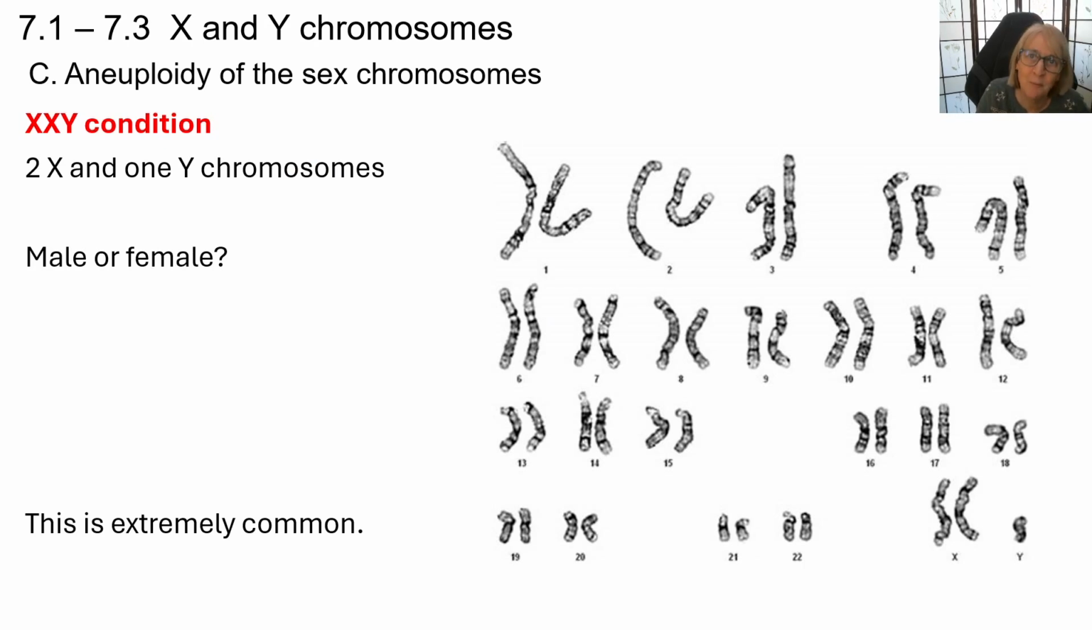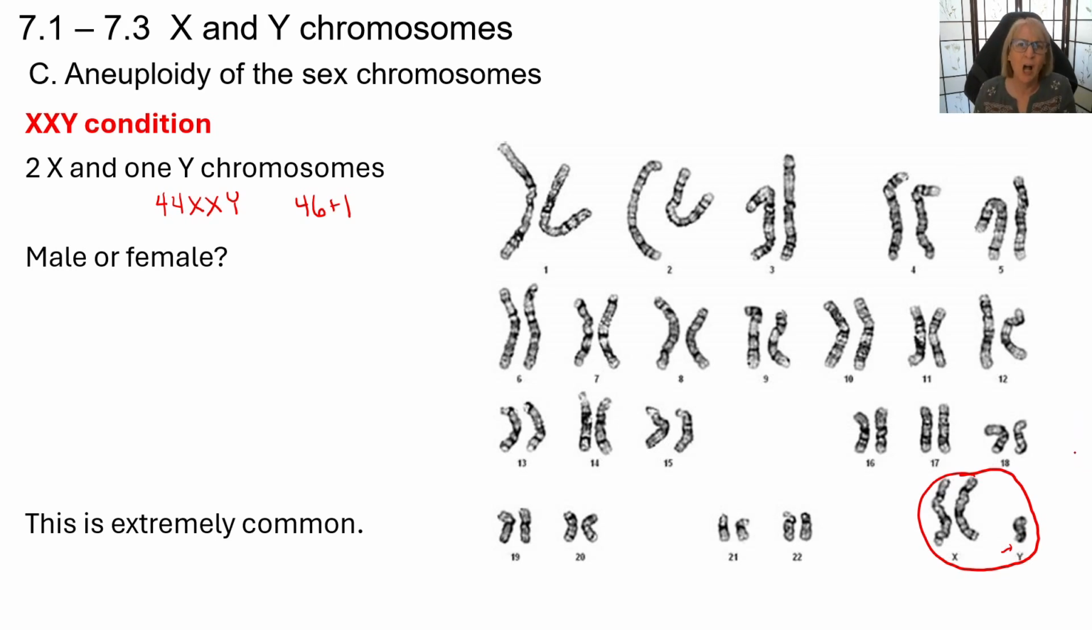XXY will not bring up weird things when you search for it on Google. It's when you have 2 X's and a Y. So this person is 44 autosomes, XXY. They're 46 plus 1. Did they develop as male or female? They have the Y, so they probably develop as male.